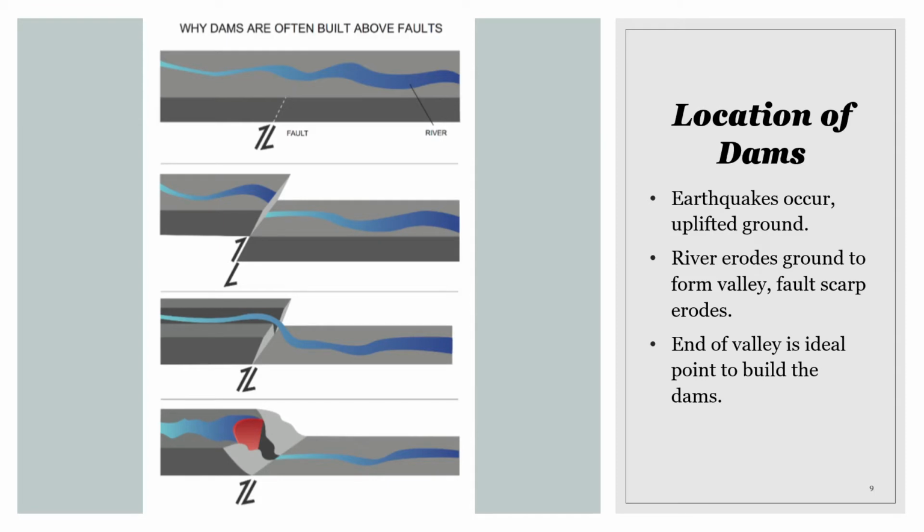Why are dams often built above the fault lines? Because when an earthquake occurs, the ground will be uplifted. In the river area, the river erodes the ground to form a valley, and the end of the valley is the ideal point to build the dam.